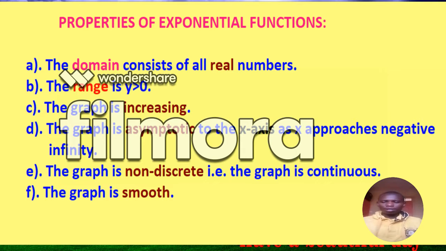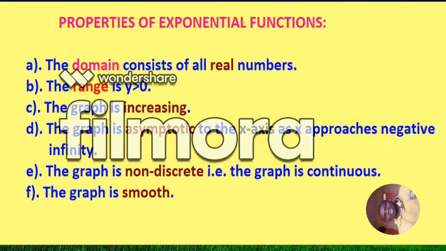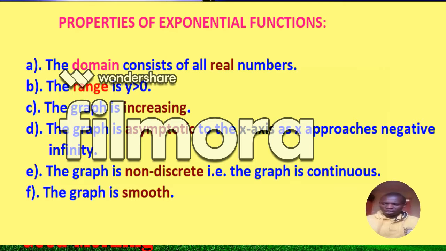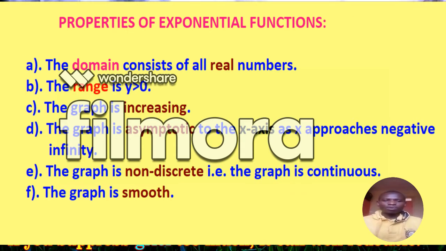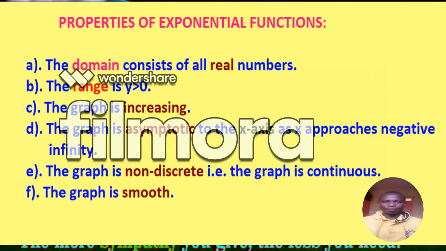And the third property of an exponential function is that the graph of an exponential function is increasing. The fourth property is that the graph of an exponential function is continuous. It's not discrete. And the fifth and last but not least property of an exponential function is that the graph forms a smooth curve. And that is the requirement of that question. Let us proceed.